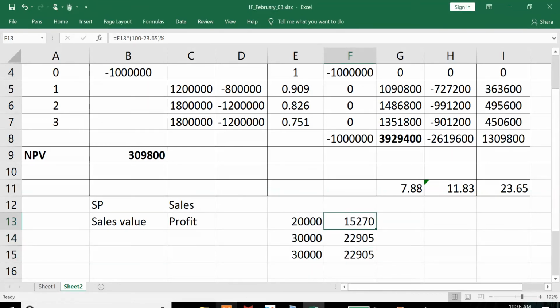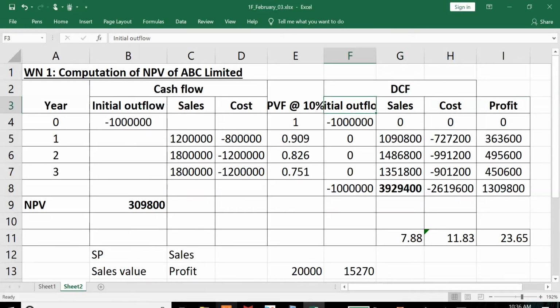Change by base into 100. 309,800 by 13,09,800, into 100. Any doubts on this? Okay, now listen. The answer is 23.65%. This is for your verification purpose.